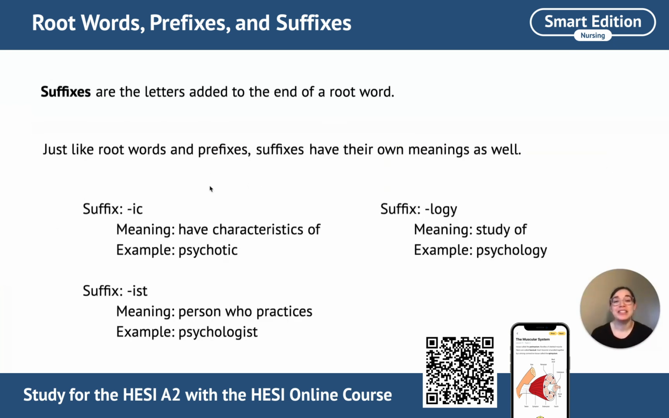Suffixes are the letters that are added to the end of a root word. And just like root words and prefixes, suffixes have their own meanings as well. Here's some examples. The suffix ic means having characteristics of. So you could say that someone is psychotic, this means of, relating to, or marked by psychosis. So having characteristics of psychosis. The suffix ist indicates a person who practices. So a psychologist would be someone who practices psychology.